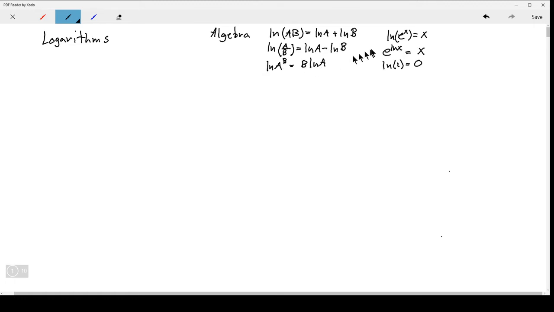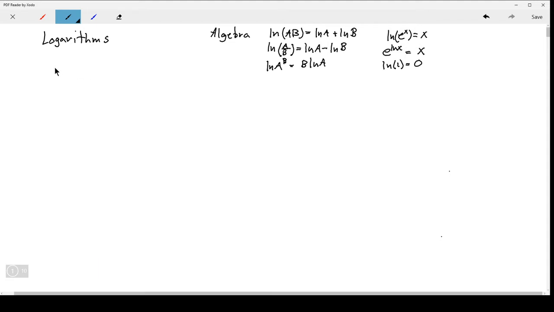ln of a. And then when you combine ln and e, they are inverse functions. So ln of e to the x is x, and e to the ln of x is x. And ln of 1 is 0. Those are the important things for right now that we will actually get to in a little bit.